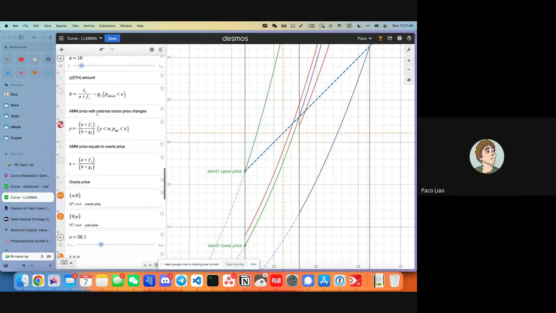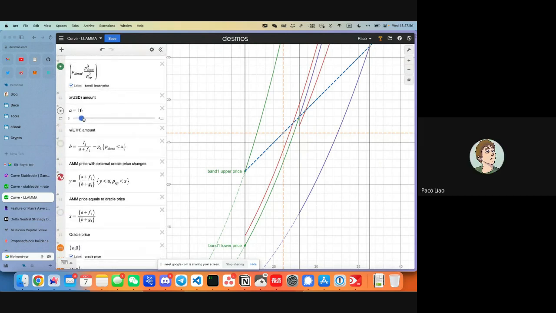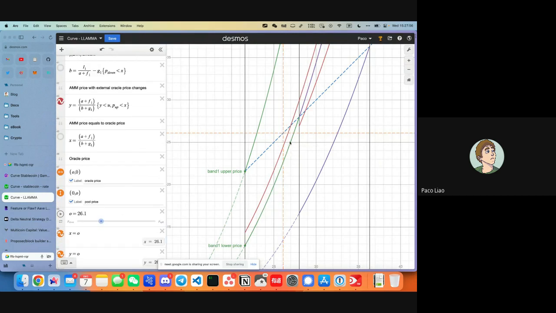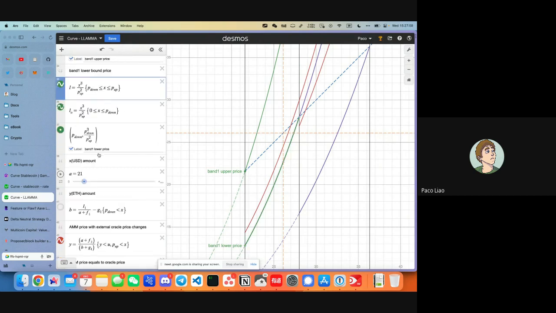Oh, actually, it will not be below, because if all your collateral is in ETH, this red line will be the same as this green line. And you can see here, it's the same speed. So the market price. But that's the AMM price, right? Yeah. But what if the external price is dropping faster?